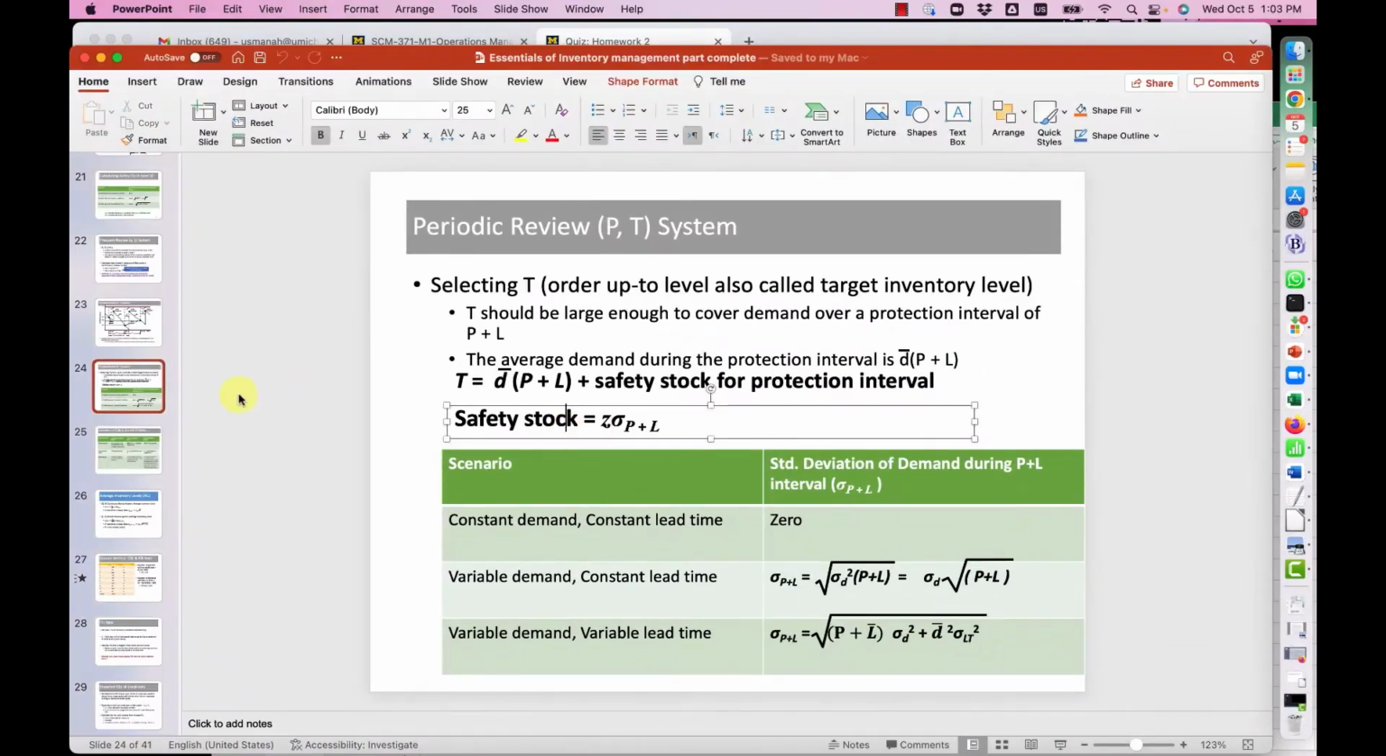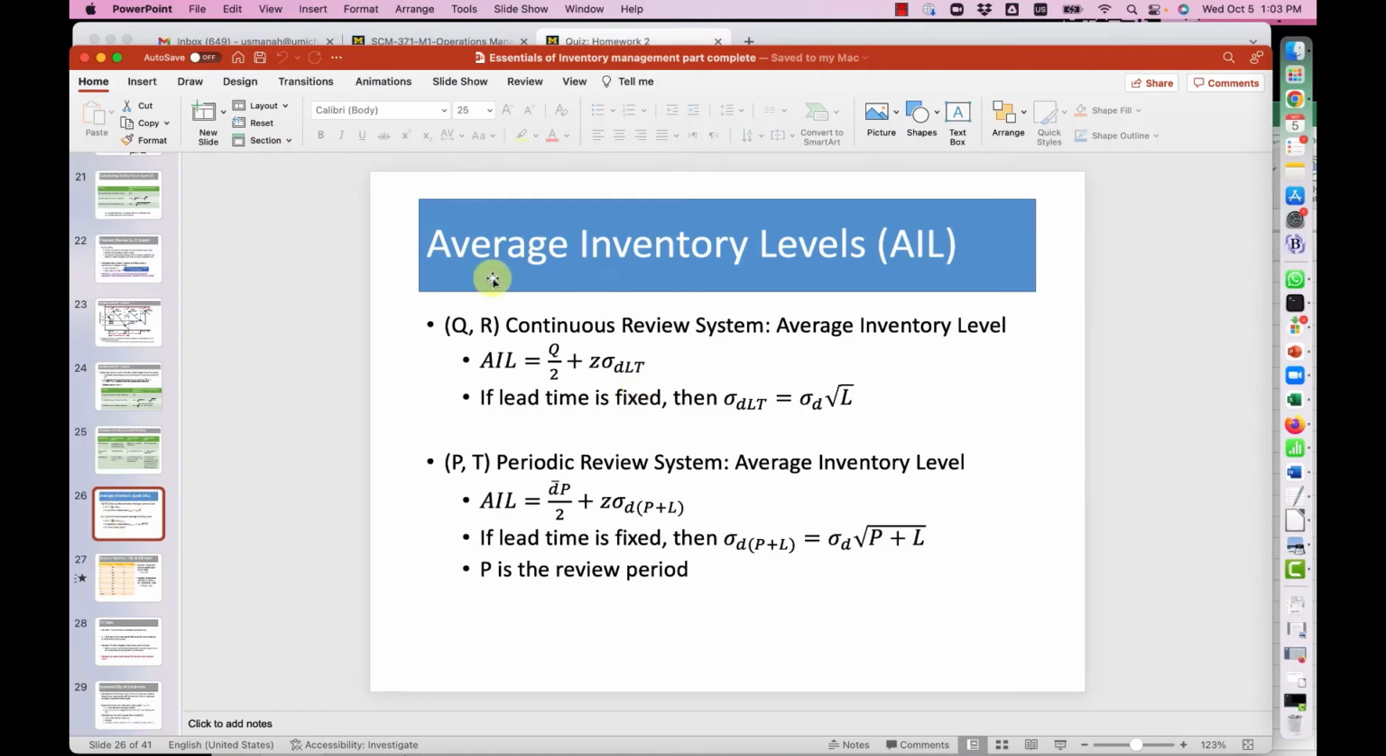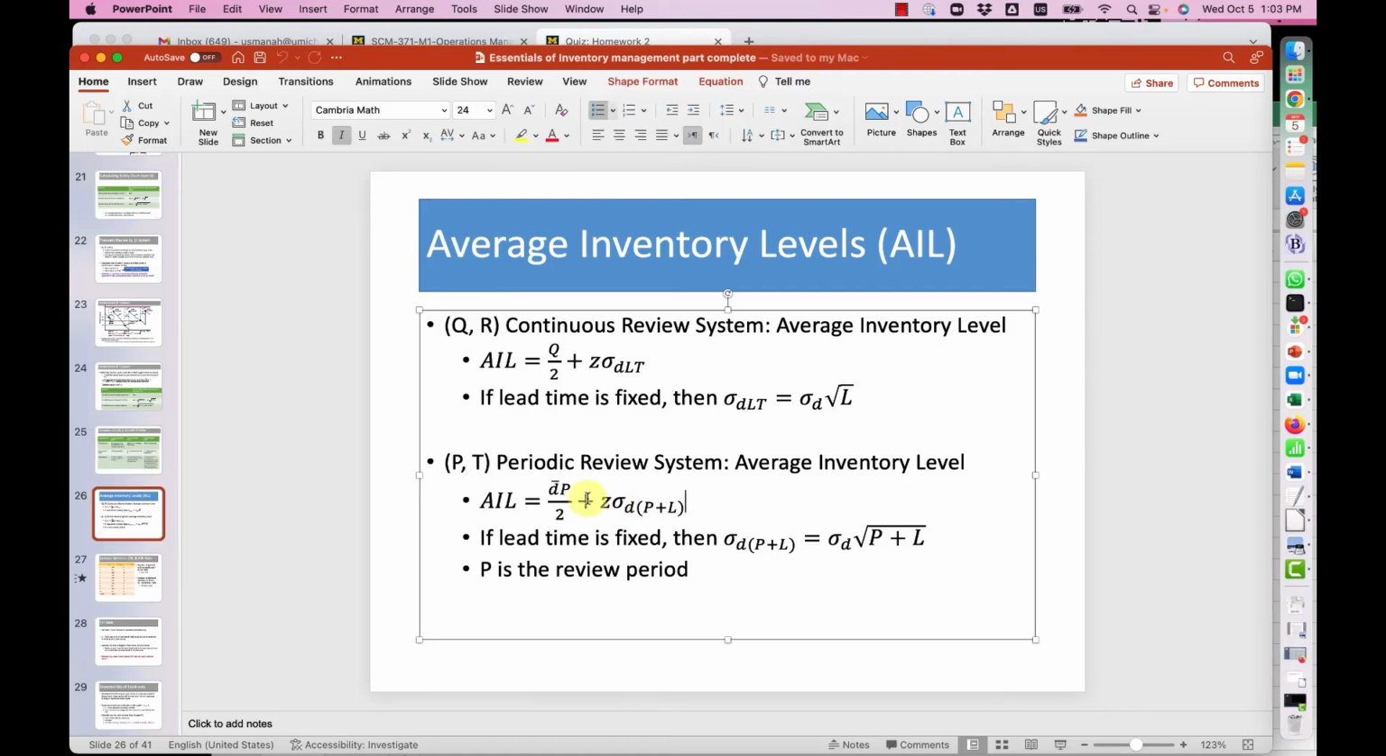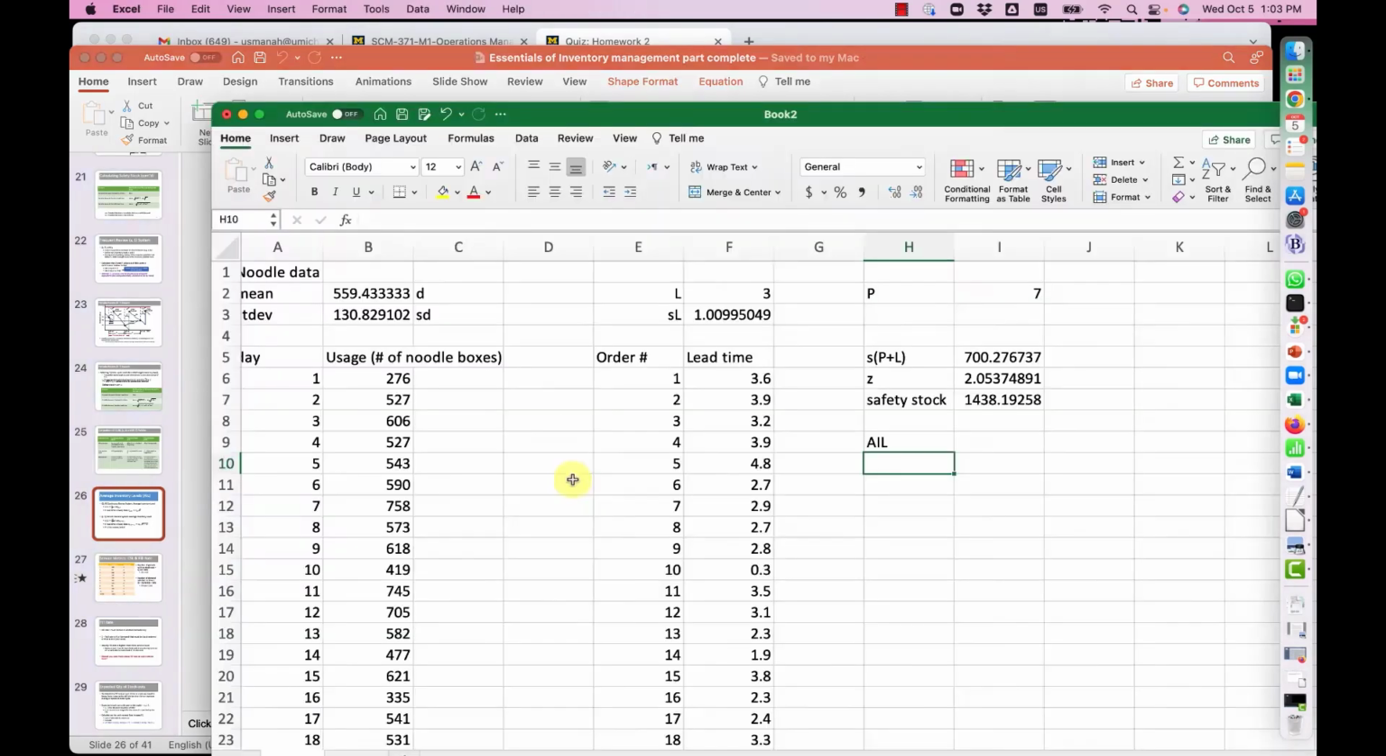So if we go to this slide, slide number 26, we have the average inventory level, which is given through the safety stock we just calculated. So we have average demand times P over 2 plus the safety stock. Okay, so we take the average demand times P divided by 2 and add to that the safety stock, and that's our average inventory level.